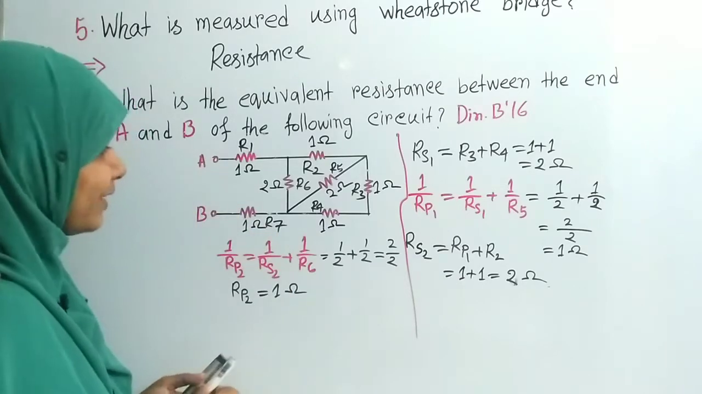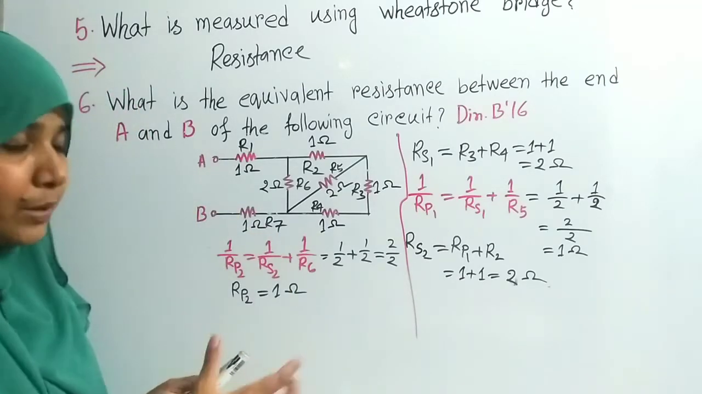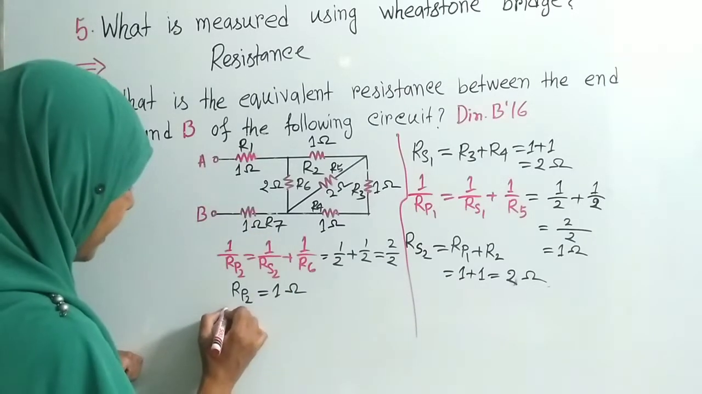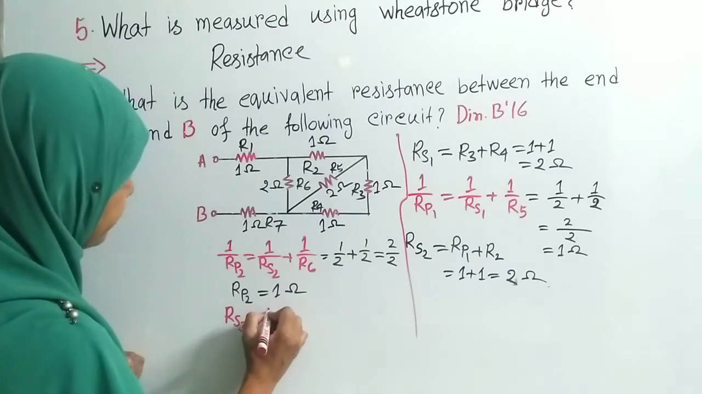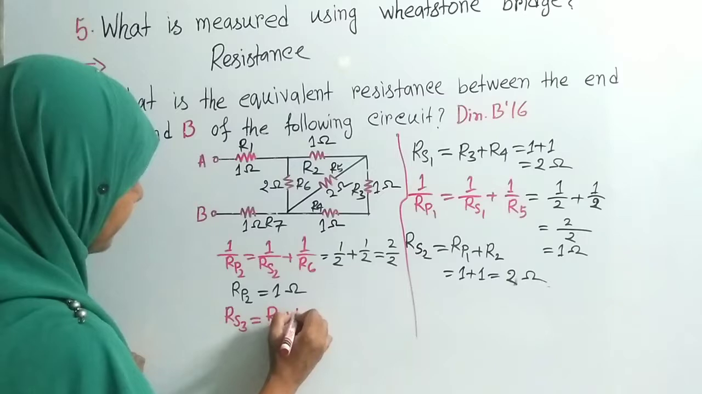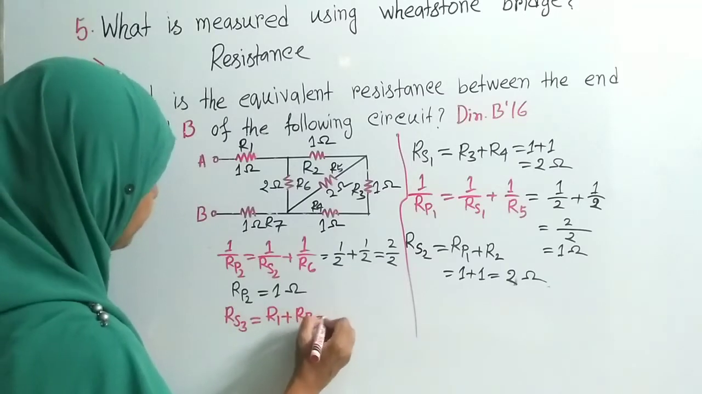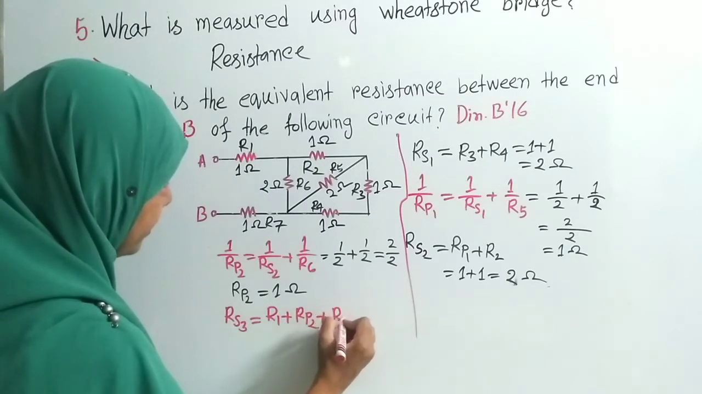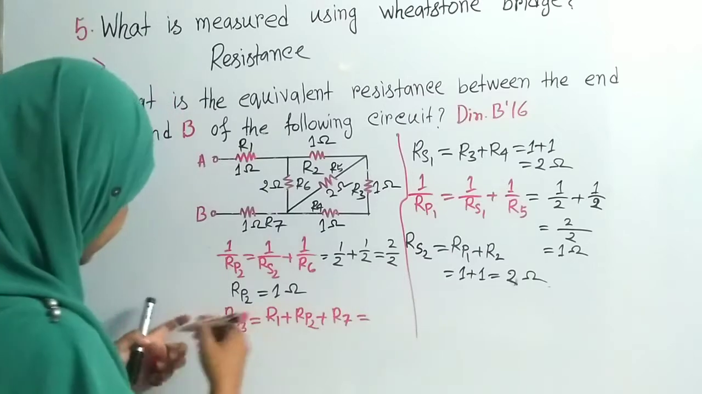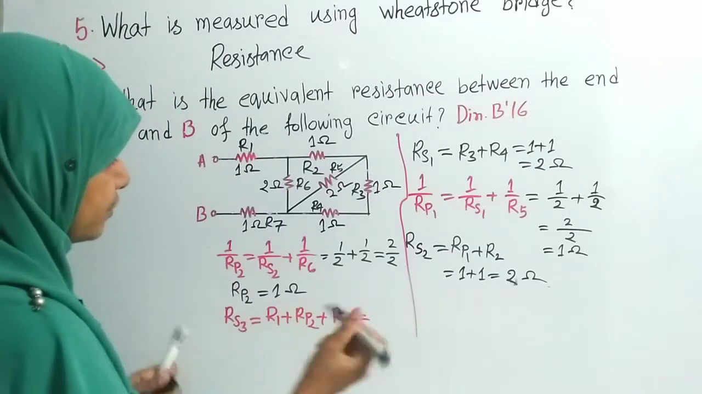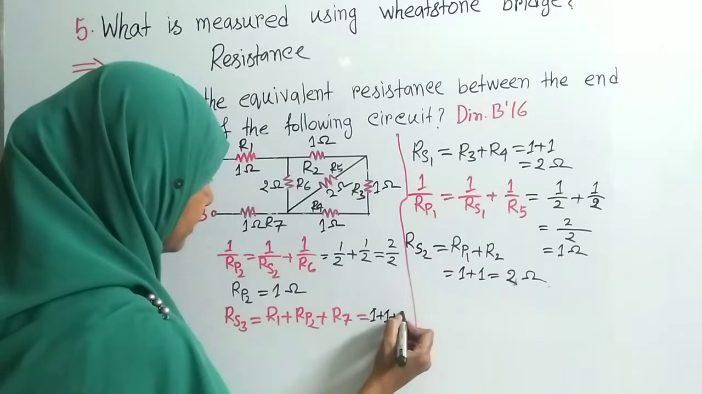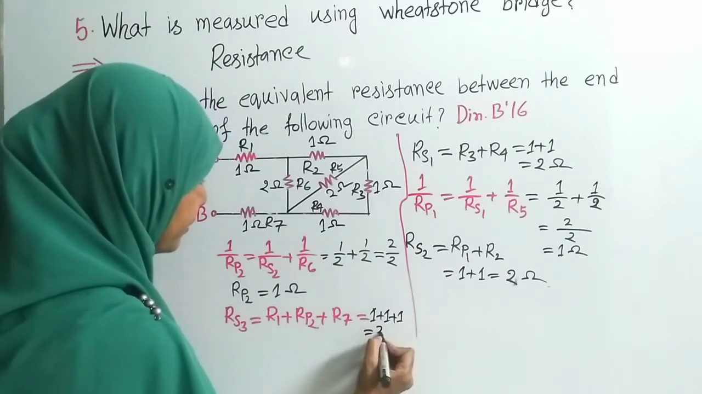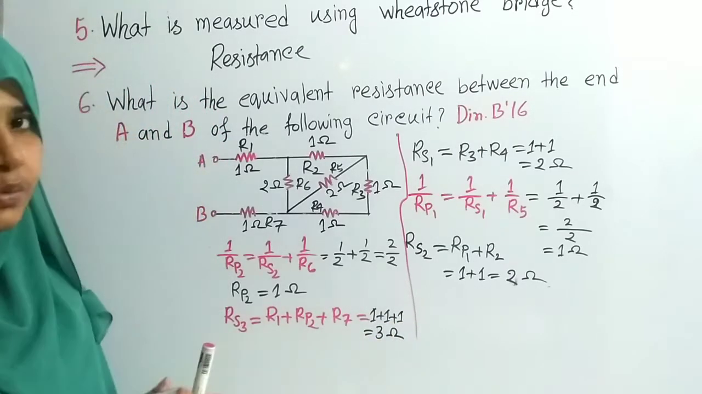So our final resistance will be Rs3 is equal to R1 plus Rp2 plus R7, that is the value of R1 is 1 plus 1 plus 1. So our final result is 3 ohm.